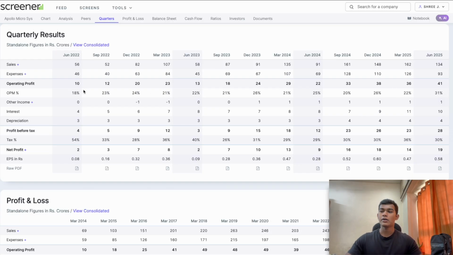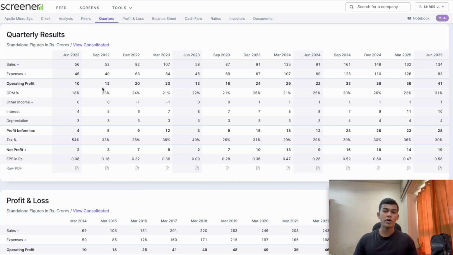Within margins as well, you don't want to see any abrupt changes. You don't want to see like 10% margins, then next quarter the company is doing 50% margins, and the next quarter 25% margins. You don't want that type of volatility. Yes, you need operating leverage. We'll discuss what operating leverage is, but you need a steady and gradual rise in margins. You don't want these type of margins.